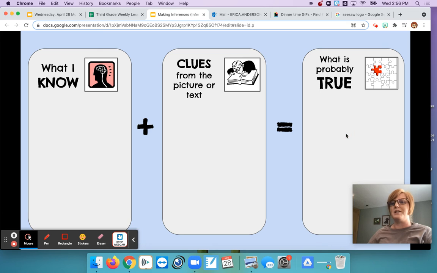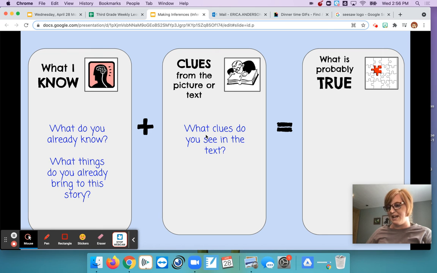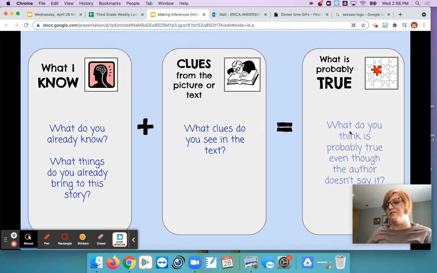That's what you're going to practice doing today. You're going to take what you already know about a situation. What things do you bring to the story already? You're going to combine that with what you read in the text. What do the words say? What clues are in the story? Do you see how this guy is really digging into the clues? To make an inference, what do you think is probably true, even though the author doesn't say it?